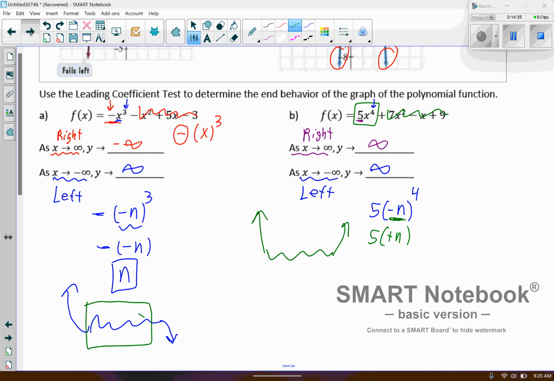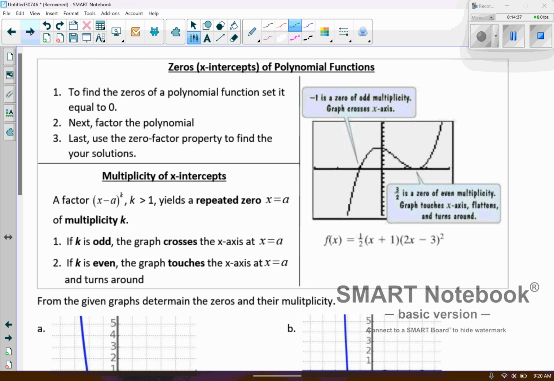Okay, so next we're going to talk about the x-intercepts. We actually already know how to find the x-intercepts, but I talked about a thing a couple of weeks ago, and you probably don't recall it, called multiplicity. In order to find the x-intercepts of a polynomial, you set it equal to 0, factor it, and solve by using the zero factor property. Like I said, we've done that before. What's going to be new is this concept of multiplicity of your x-intercepts.